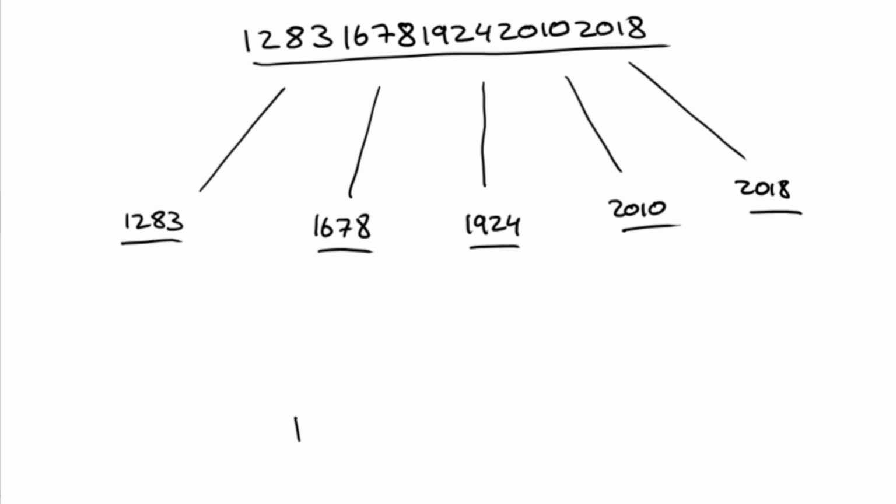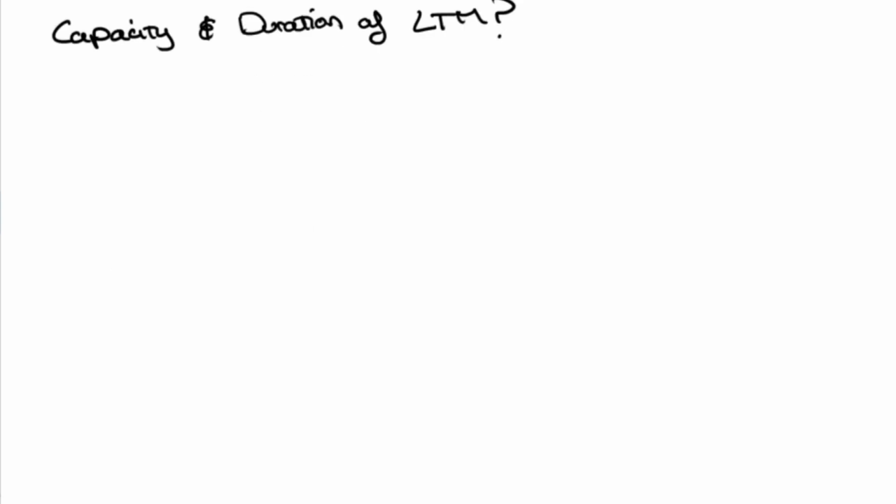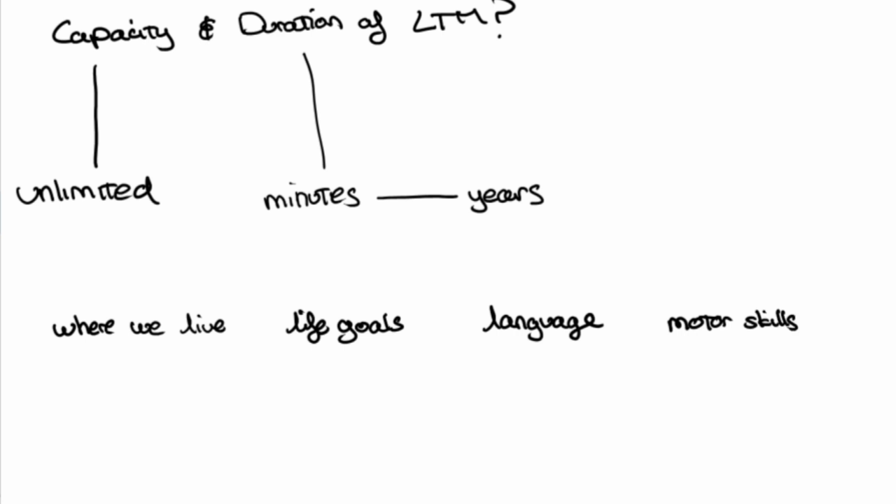in ascending order. When it comes to duration in short-term memory, it is thought that duration is pretty much determined by the amount of rehearsal you do to information. The more you rehearse, the longer the duration. As for the capacity and duration of long-term memory, it's generally accepted that long-term memory has an unlimited capacity, and information can last in long-term memory anywhere between a couple of minutes to several years. What would be stored in long-term memory include where we live, life goals, language, motor skills, and so on.